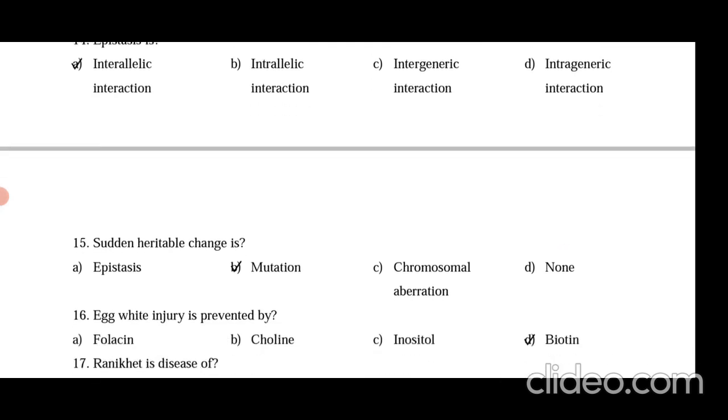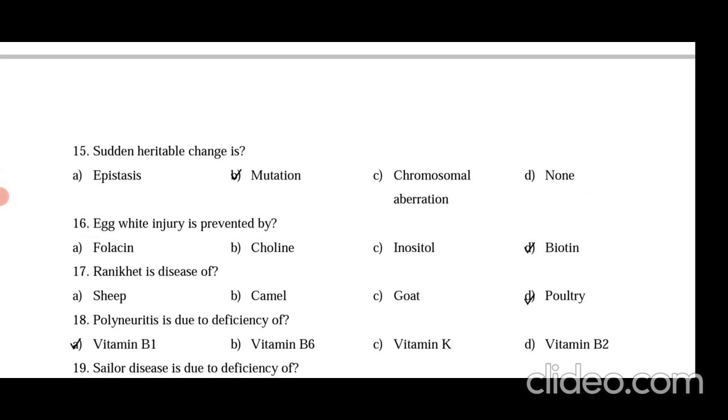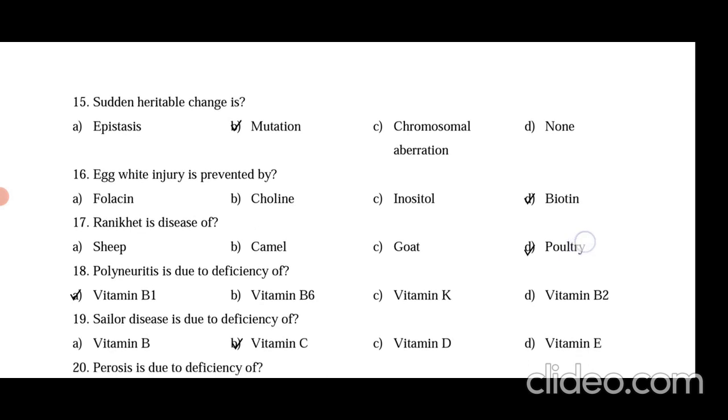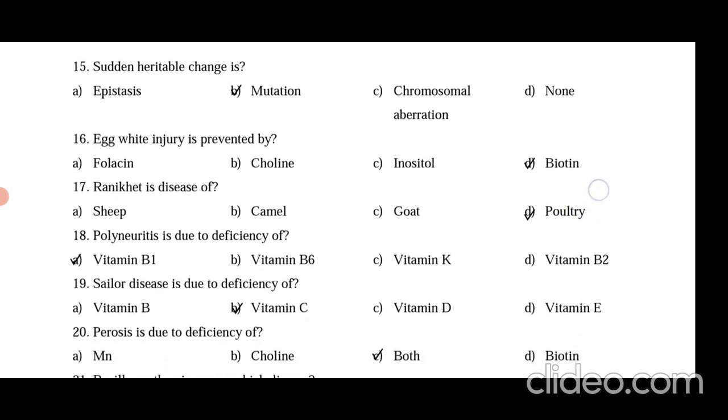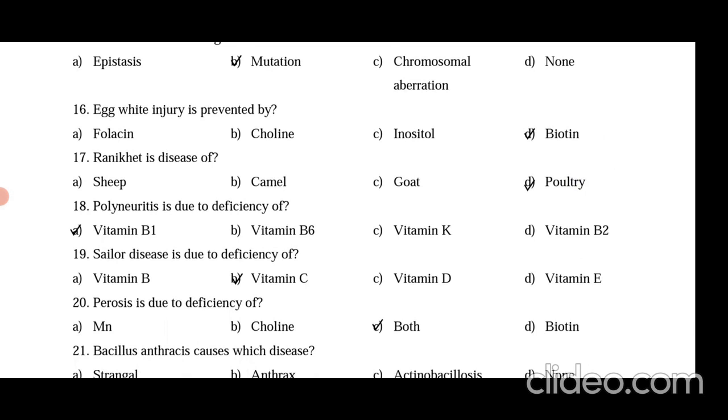Egg white injury is prevented by biotin. Ranikhet is a disease of poultry. Polyneuritis is due to deficiency of vitamin B1. Scurvy is due to deficiency of vitamin C. Perosis is due to deficiency of manganese and choline.